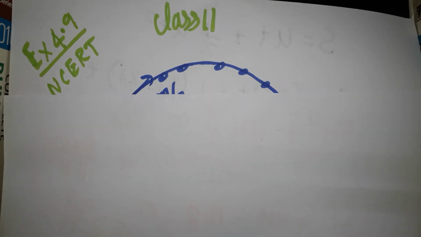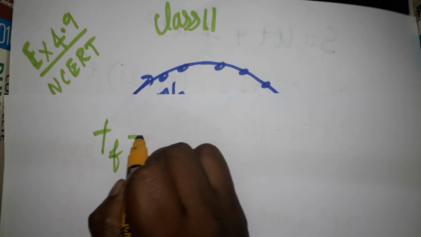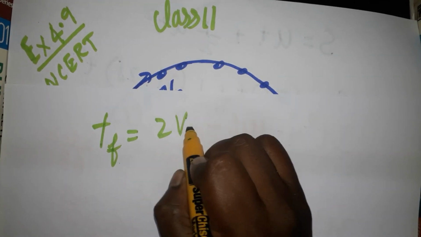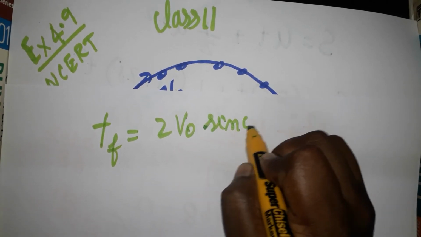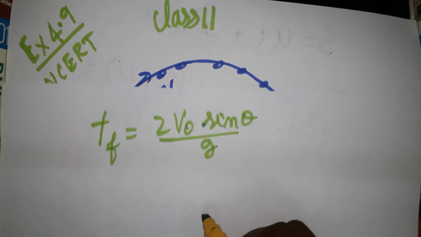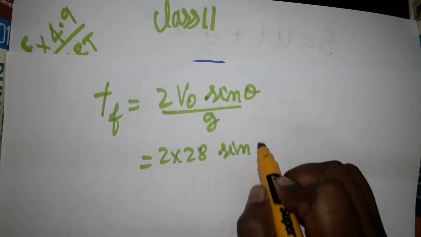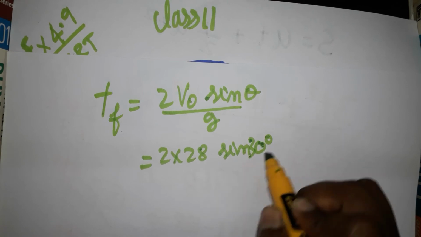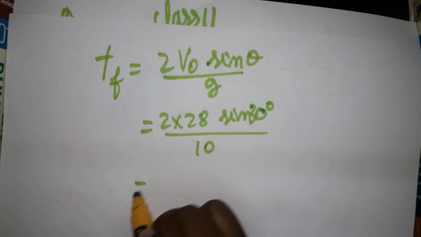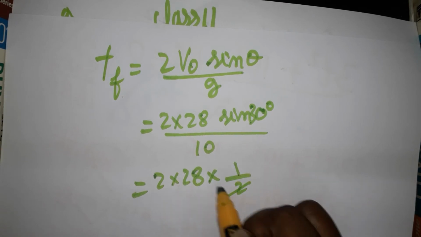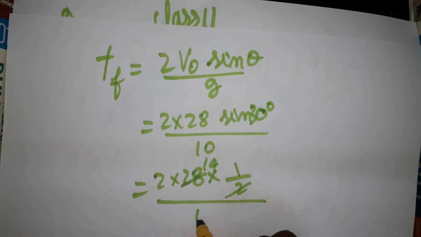TF is the time taken for a projectile motion. All this derivation you can learn from projectile motion, time of flight. If you want, you can go and see my playlist. The formula is 2 times v naught sin theta divided by g. So 2 into 28 sin 30, sin 30 degree is 1 by 2, divided by 10. So 2 into 28 into 1 by 2 is 14. So 14 divided by 10.